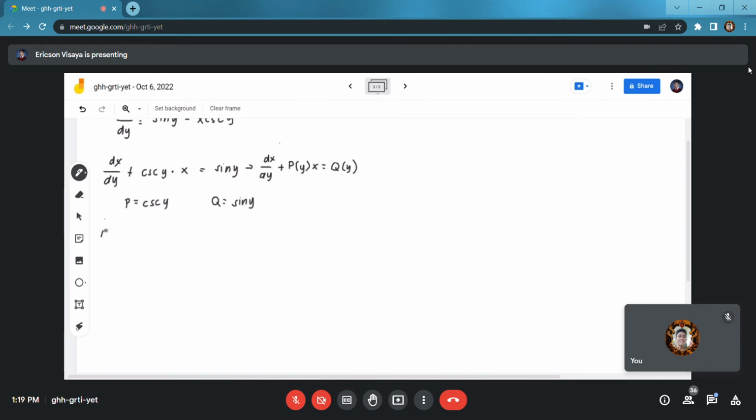Then IF, integrating factor, is equal to e raised to the integral of P dx. Where yung P natin ngayon, not P dx, that is P dy. P natin is cosecant y dy is equal to, ano yung integral ng cosecant y dy? E raised to ln. Ano yung integral ng cosecant y?